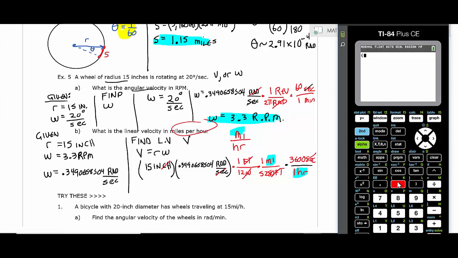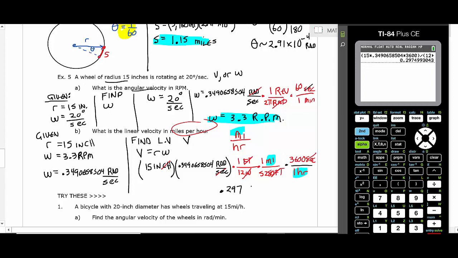Okay, so again, I like to always try to do stuff in one step. So 15 times 0.3490658504, times 3,600. See, I'm just multiplying the numerator out. And then put that in parentheses, because you want the calculator to do that. And then the denominator, a new set of parentheses now, you have 12 times 5,280. Okay, so I do that. Press enter.